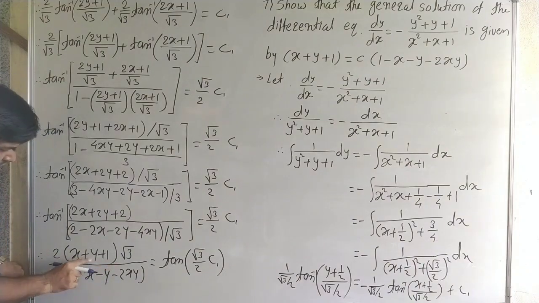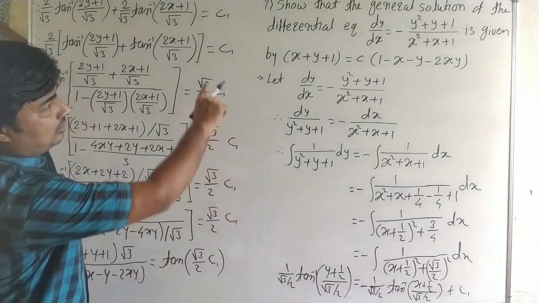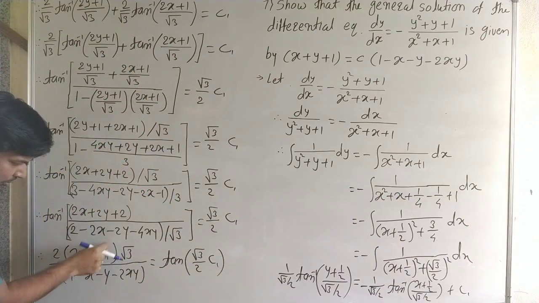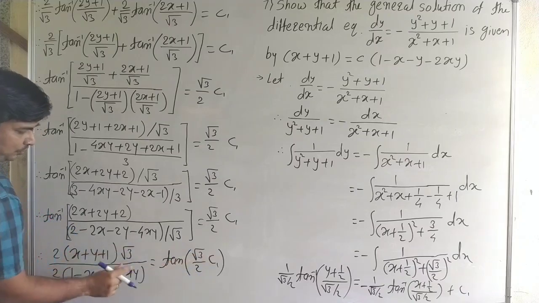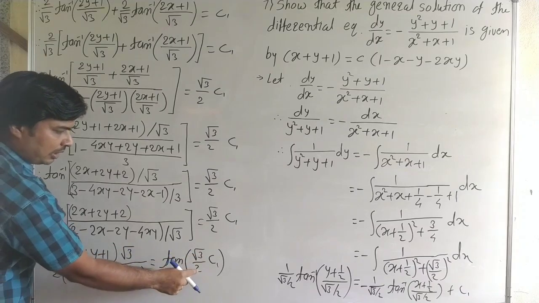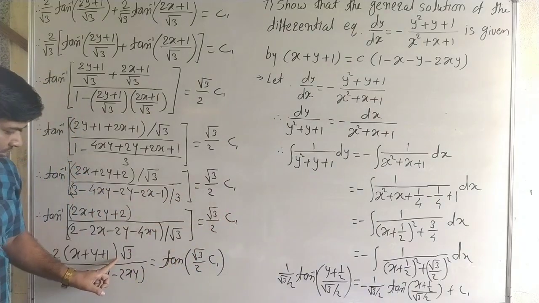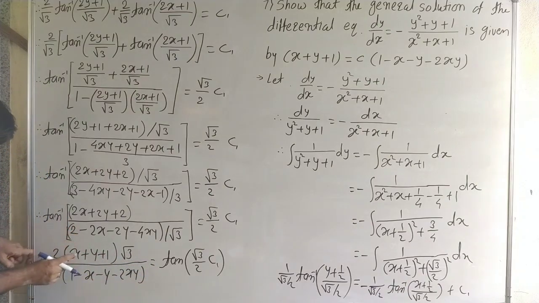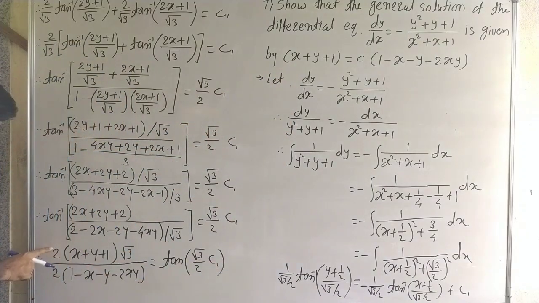Now here, the 2 gets cancelled. We get x plus y plus 1 upon 1 minus x minus y minus 2xy. Okay, all the terms are in our last answer, and here root 3 is extra, so we take the root 3 to the RHS, that is 1 by root 3, and this is 1 by root 3 tan of root 3 by 2 c1. All terms are constant, so we take the c. Okay, it is 1 by root 3 we can write in the RHS, and these two terms we want in the last answer. Okay, now here the 2 gets cancelled.